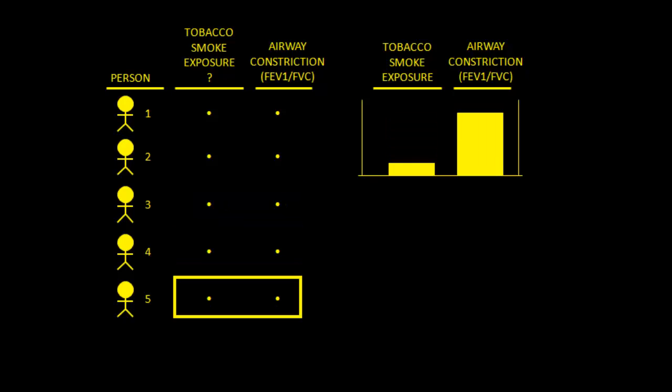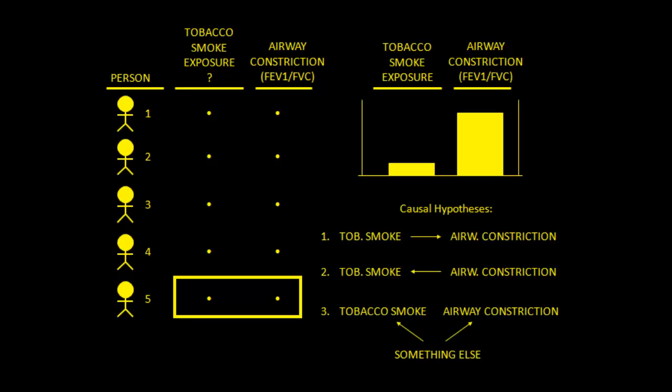And if we see this kind of pattern that we expect, where the variables are moving against each other, we can then hypothesize one of three causal relationships between the variables. One is that the tobacco smoke is actually having a causal effect on the airway constriction. Another is reverse causality, that the airway constriction is having a causal effect on the tobacco smoke exposure. And a third one is confounding, that there's some other thing which is having a causal effect both on tobacco smoke exposure and on airway constriction. And that is why we see the association between the variables in our data.